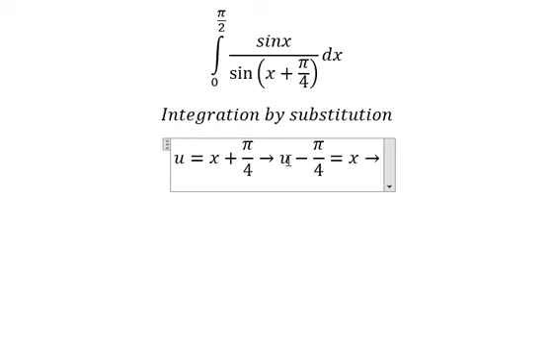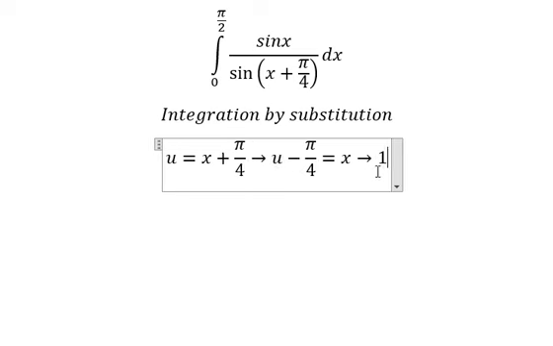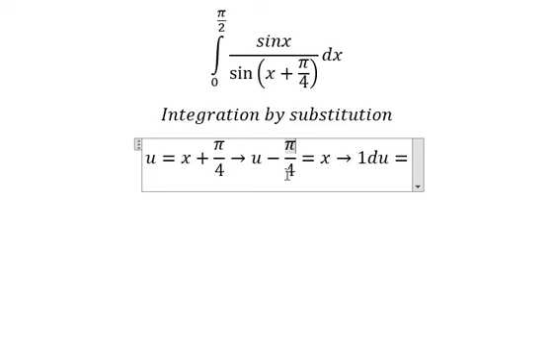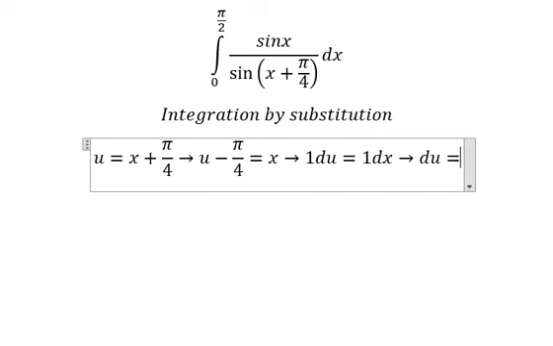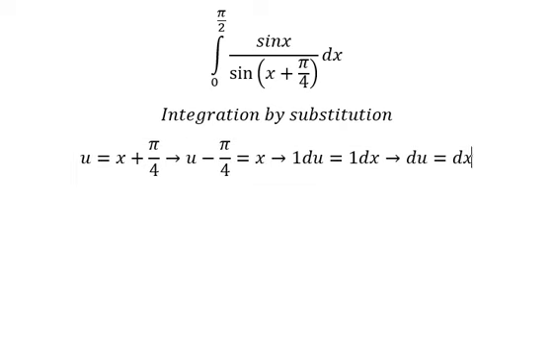Next, we need to do the first derivative for both sides. This one we have number 1. This one is the constant, so you get number 0. This one we have number 1. And now we can simplify like this.